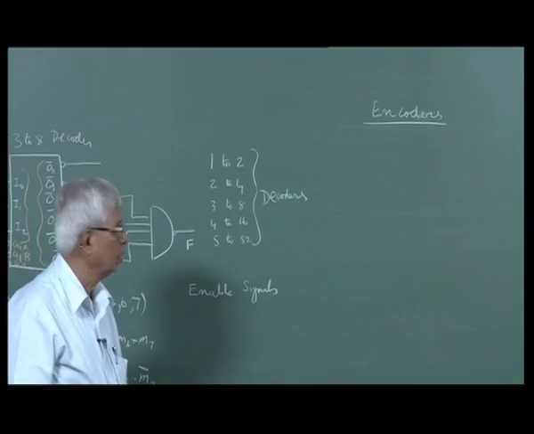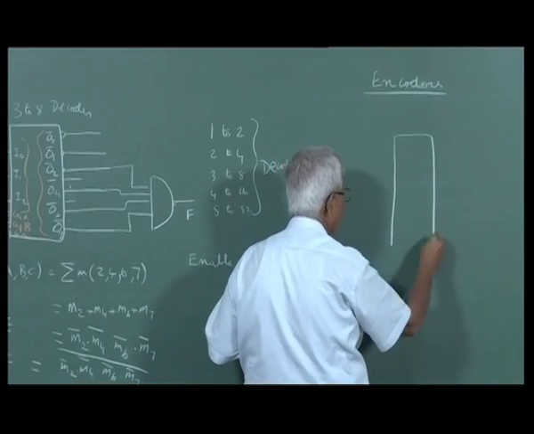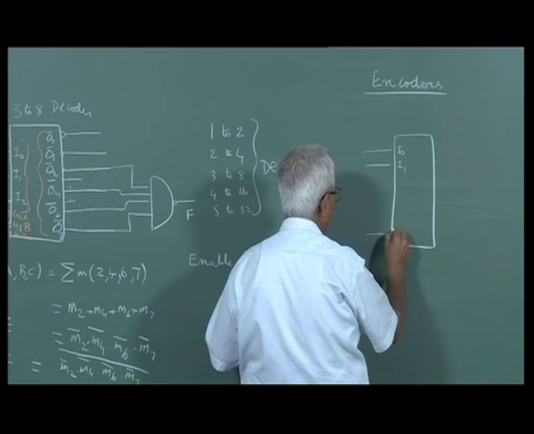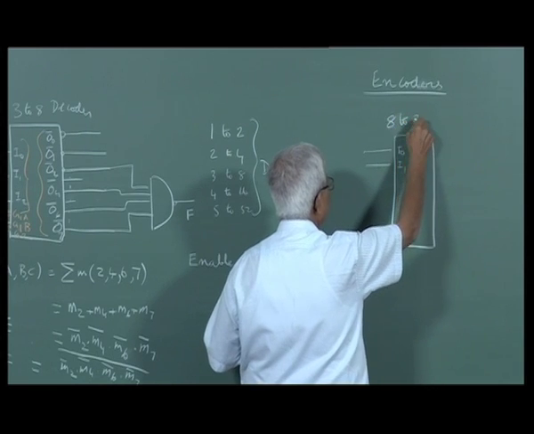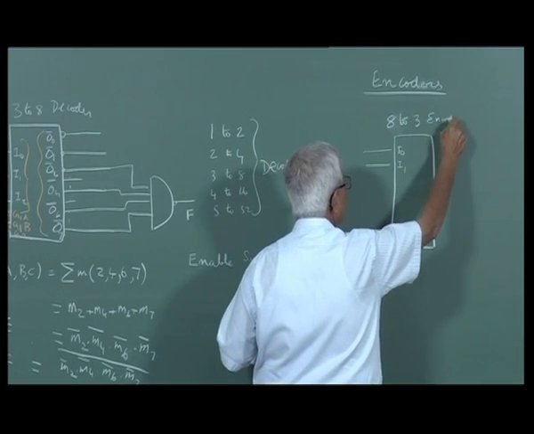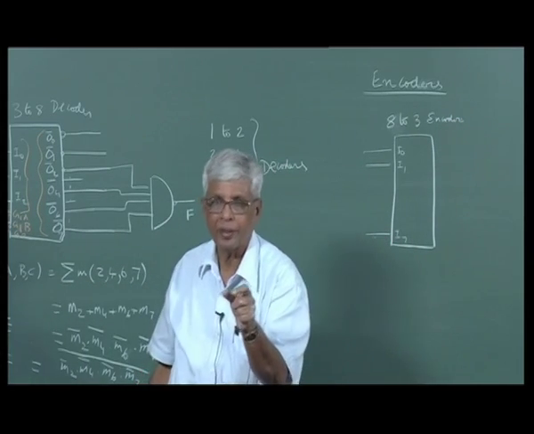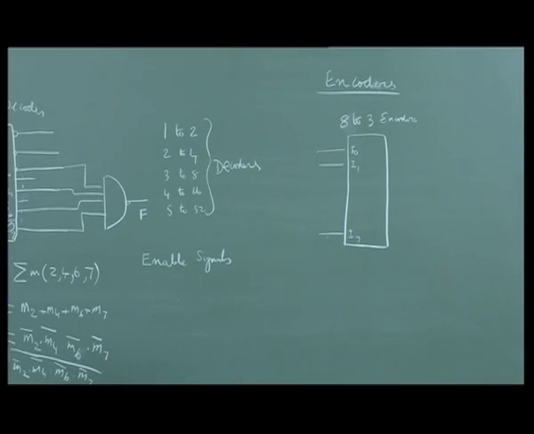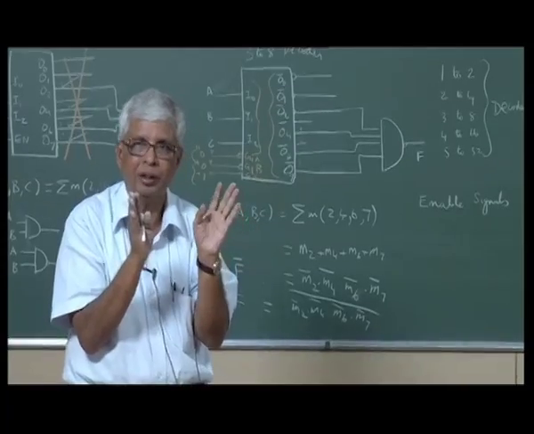Encoders, the reverse of a decoder, is an encoder. So I will have several inputs I0, I1, up to I7, that is an 8 to 3 encoder. So 8 bits is what you do the coding on. When I have an 8-bit stream, I can use it as a 3-bit value. An 8-bit value can be compressed into 3 bits, and that is called encoding. 3 bits expanded into 8 bits is called decoding, that is all.